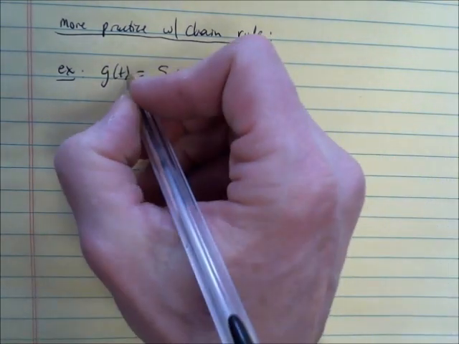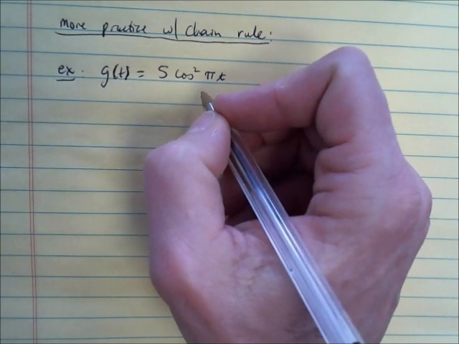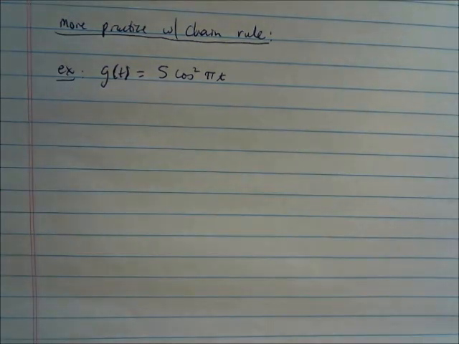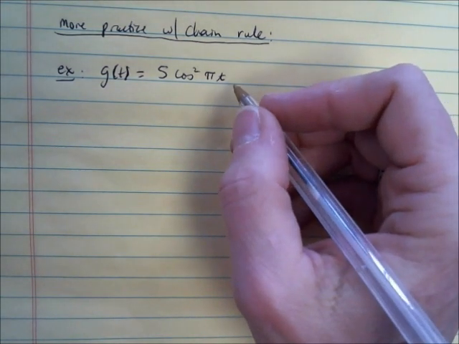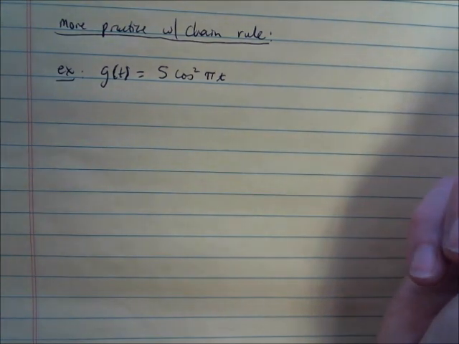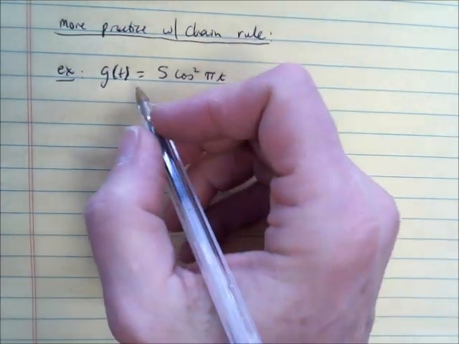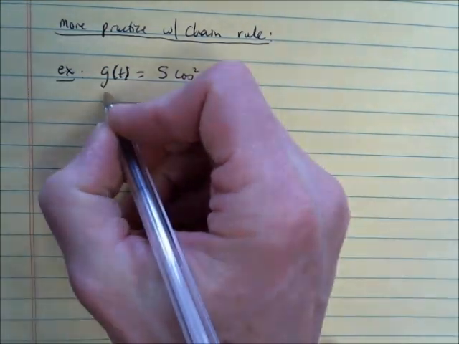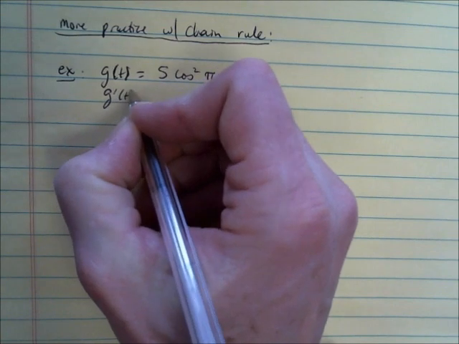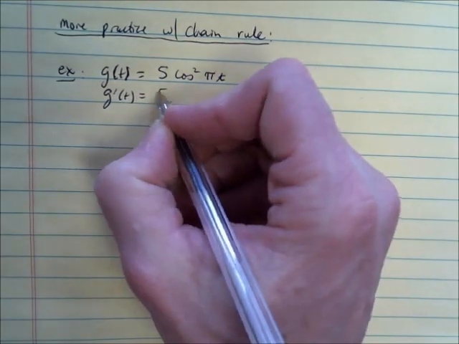What I'd like you to do is try to find these derivatives on your own, and then after you find them, you can fast forward through the video and see if you can get the same answer as I do, and if you don't, then you can check to see what happened. So first of all, let's find g prime of t. The variable is t, so the 5 stays outside.